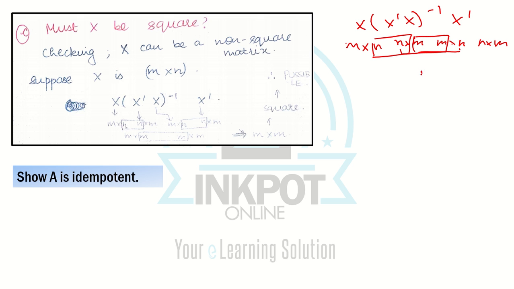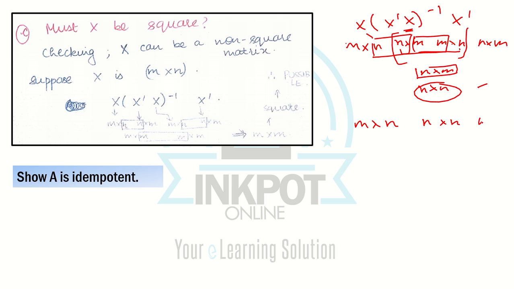Actually, before that, let's just see this multiplication. You can see that this multiplication is possible because you have m cross m here. So this will become common and you would be left with n cross n, which means that this matrix inside the bracket is going to be a square matrix, which is what you needed. So the first condition is met here.